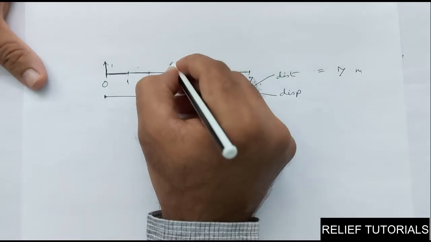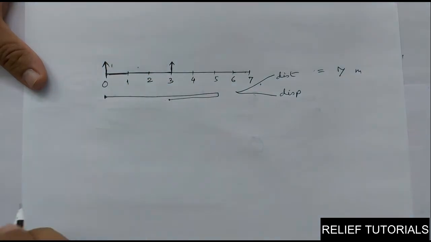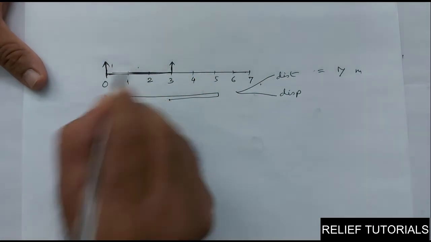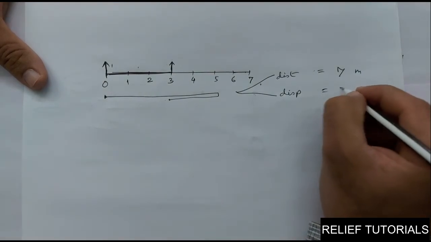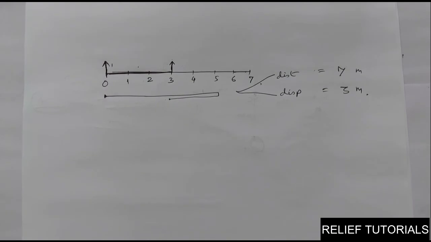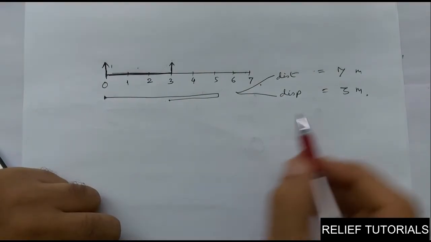Okay. So final point is 3 and initial point is 0. So the straight distance is only 3 meter. So displacement is 3 meter. So here the displacement is 3 meter.